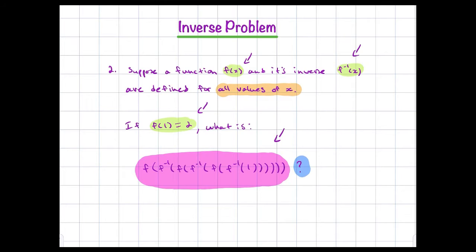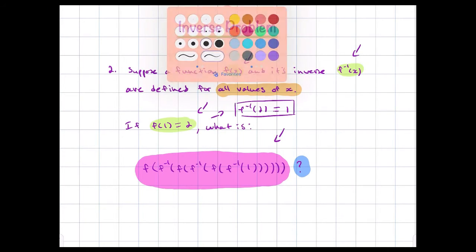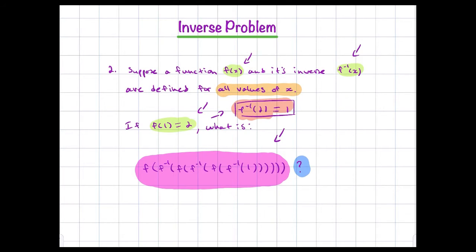Knowing that f of 1 is equal to 2, well, this tells me that f inverse of 2 is equal to 1, right? That's what that gives me. It does not, and I should probably highlight this in something we haven't used yet, maybe like this, tell me anything about what f inverse of 1 is, right? It doesn't tell me what f inverse of 1 is.